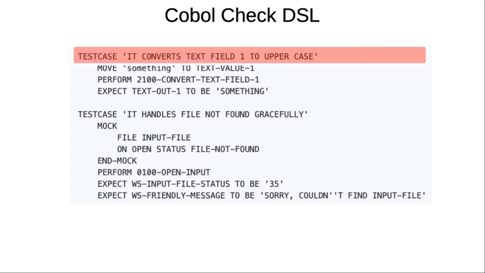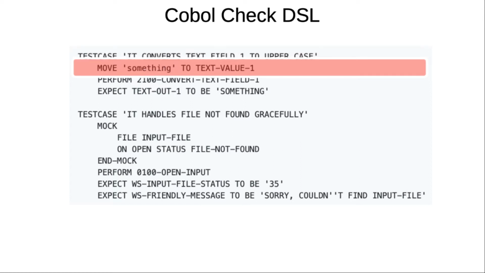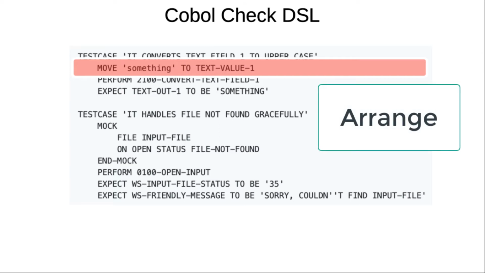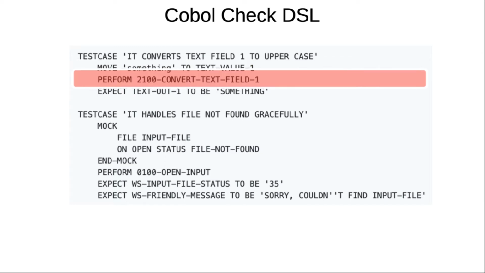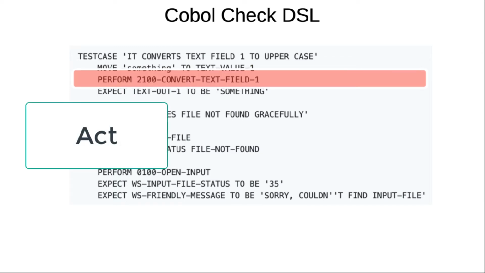The test case statement marks the beginning of a test case and supplies a name that will be output with the test results. Following the arrange, act, assert pattern, this Cobol statement is setting a value in the program's data division. This is a precondition of the test case, so it's the arrange step. The field named text value 1 must contain the value something in lowercase before we invoke the paragraph under test. For the act step, we perform the paragraph under test. This is how Cobol Check enables a single paragraph to be executed in isolation without running the whole program.